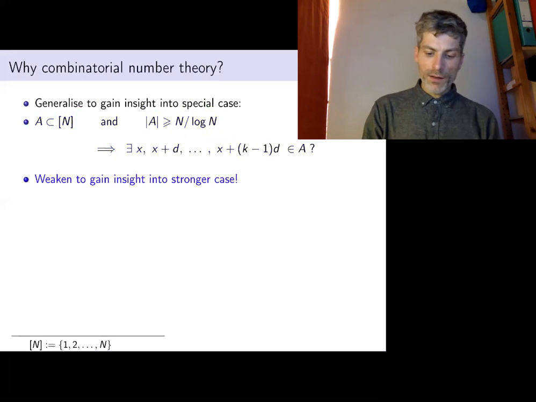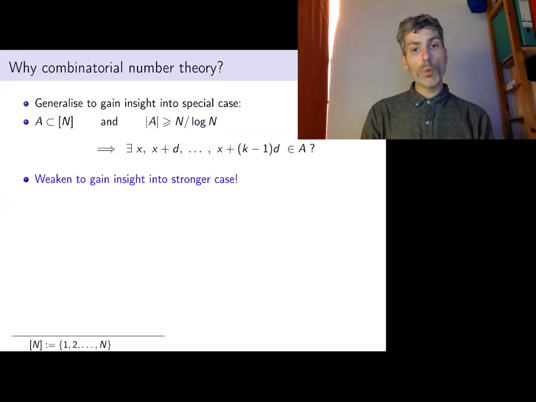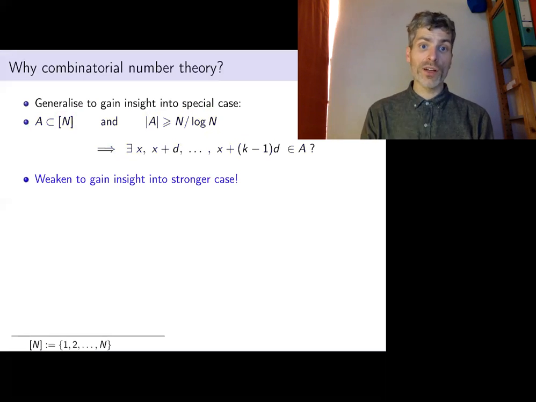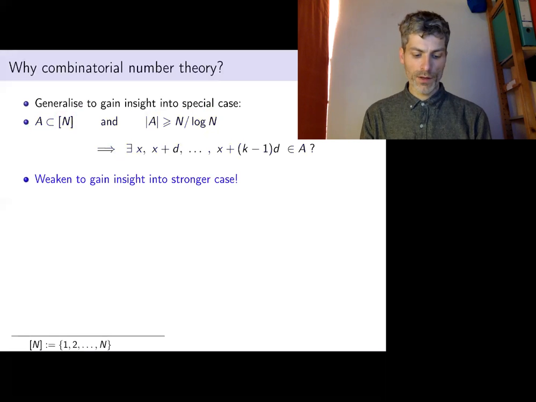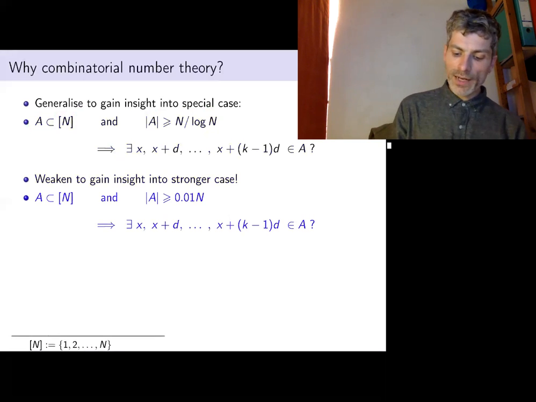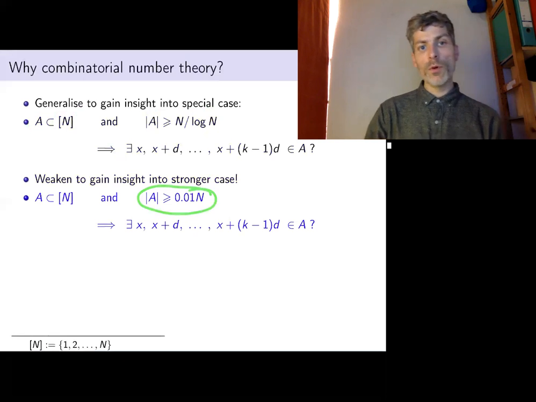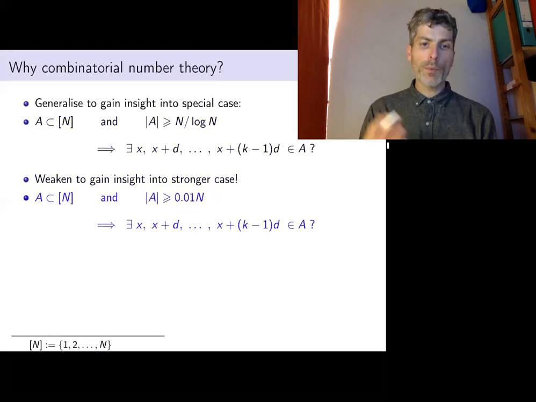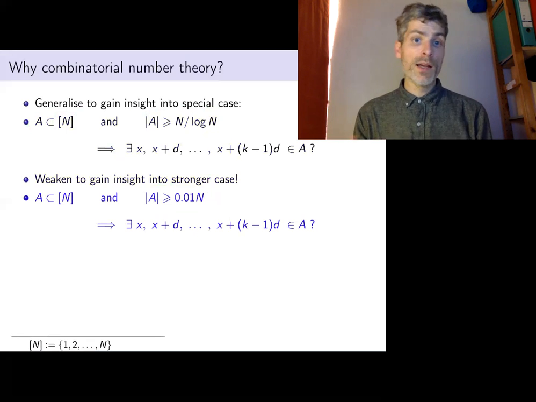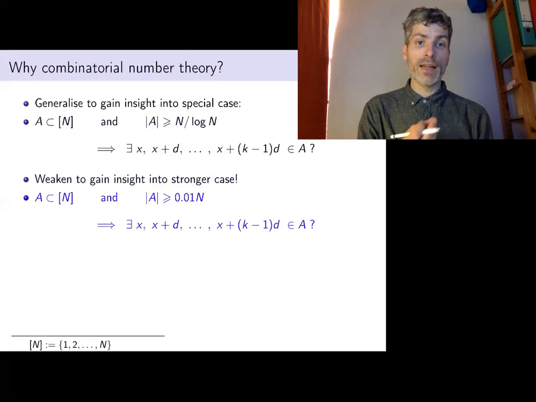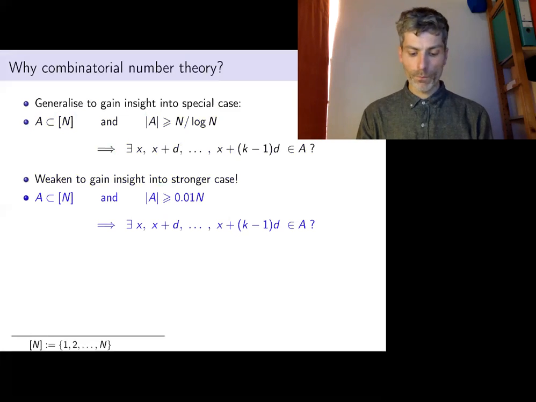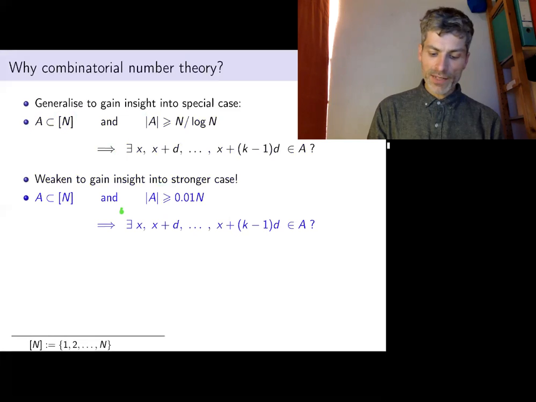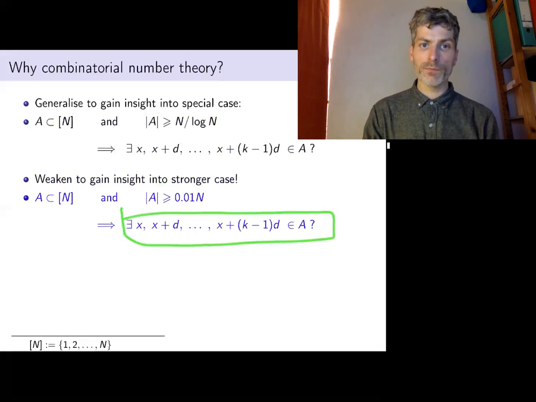But you might try another meta principle. You weaken your hypotheses to gain an insight into the stronger form of the question. So let's weaken our density assumption, removing logarithmic density and assuming that we've got positive density. Say we occupy a positive proportion of the interval as the parameter, the length of the interval, n, tends to infinity. So we're occupying, say, 1% of the interval. Then are you guaranteed to contain a k-term arithmetic progression in your set?